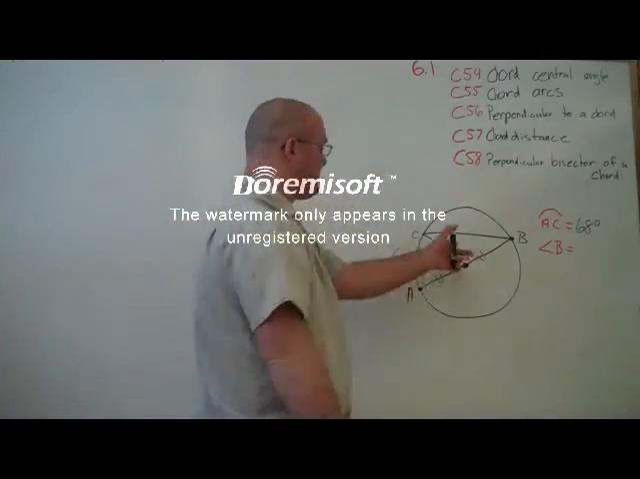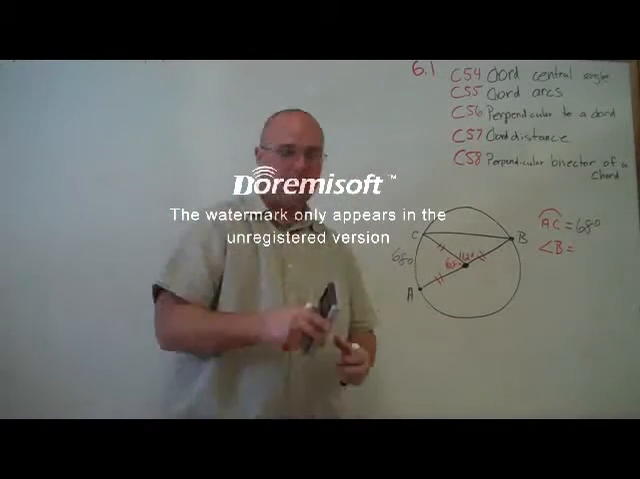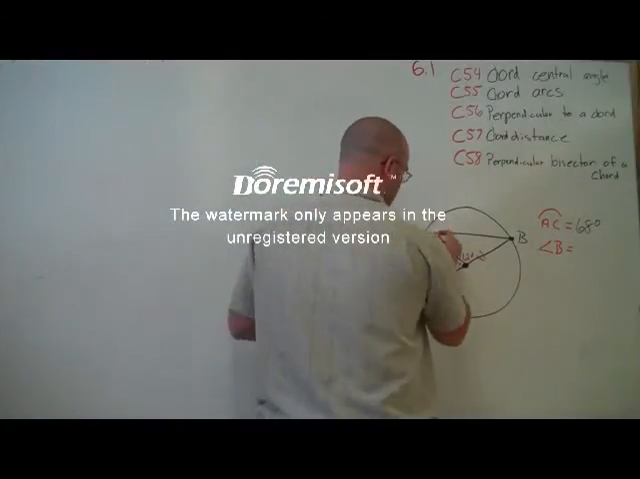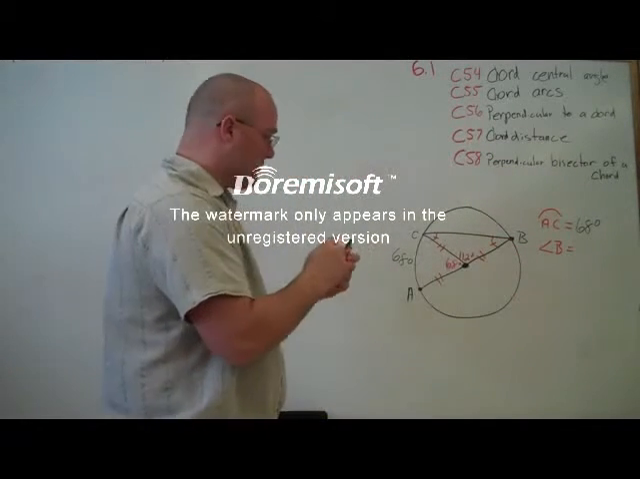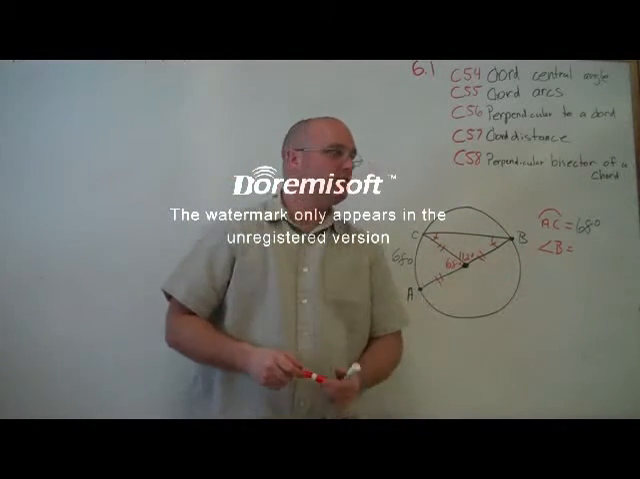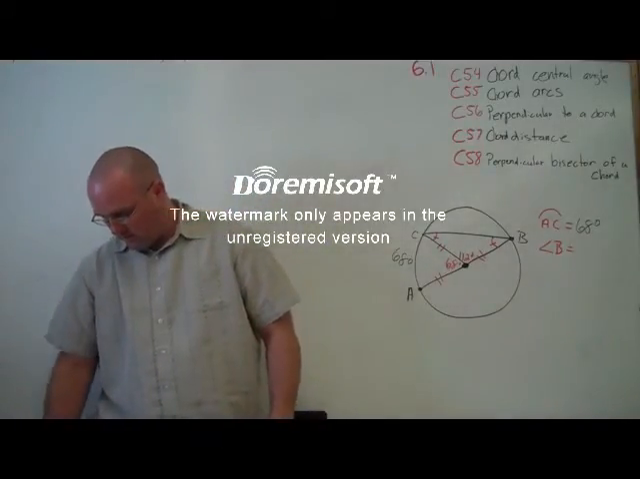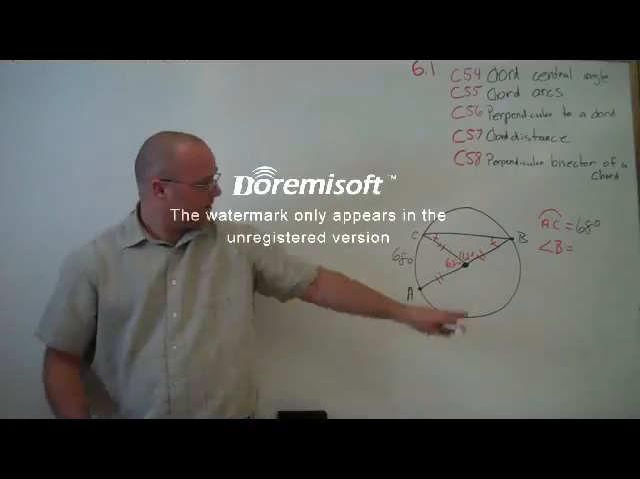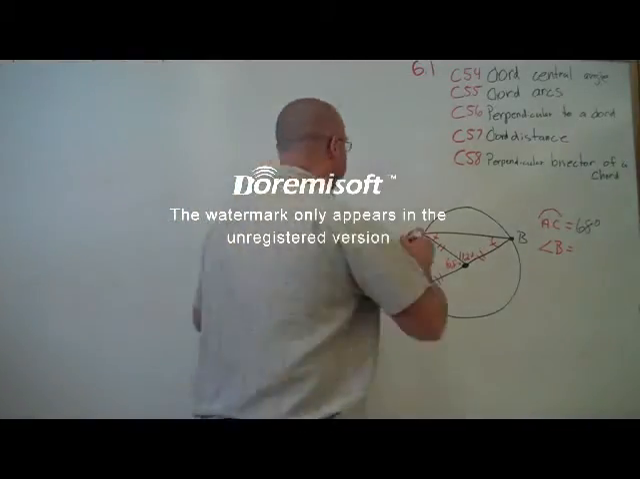So now, if that's 112 degrees, we have an isosceles triangle. What does that mean? Isosceles triangle conjecture, those two angles are congruent. And the inside of a triangle equals what? 180 degrees. So we take 180 minus 112 equals 68.